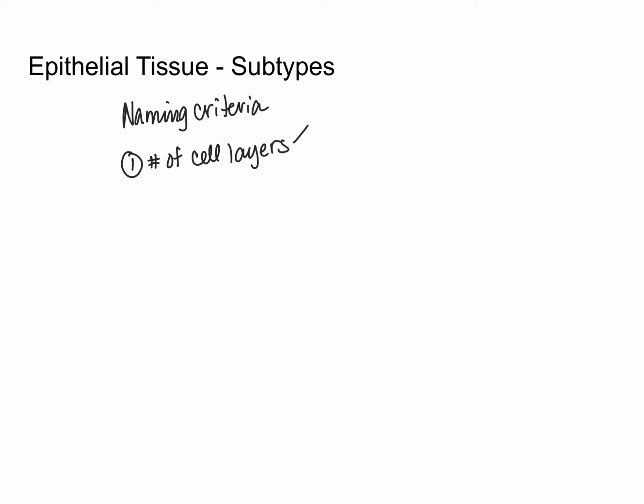And we have two options. We can have simple epithelium, which means that there's only one layer of cells. Or we can have stratified epithelium, which means that there are two or more layers of cells present.